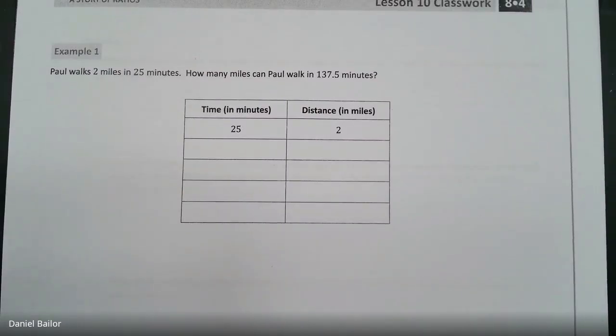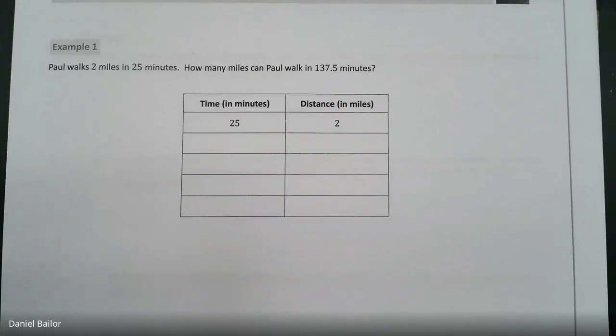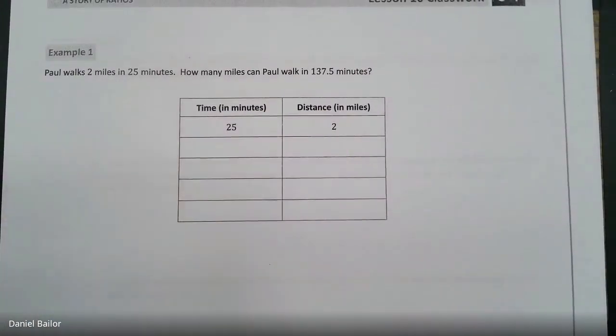So it says, Paul walks 2 miles in 25 minutes. How many miles can Paul walk in 137.5 minutes? So this right here, 2 miles in 25 minutes, that's Paul's speed. That's his average speed. That's how long it takes him to do 2 miles. 2 miles in 25 minutes. How many miles can Paul walk in 137.5 minutes?